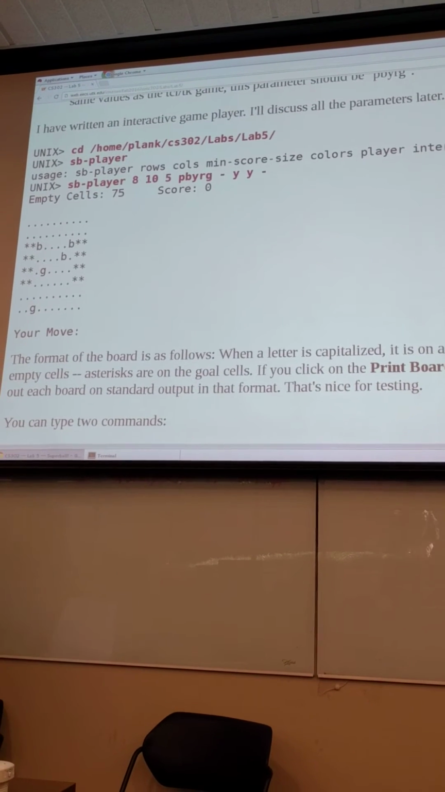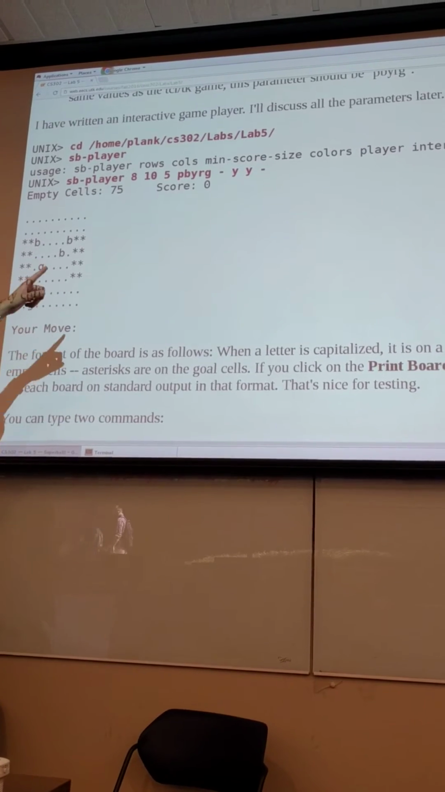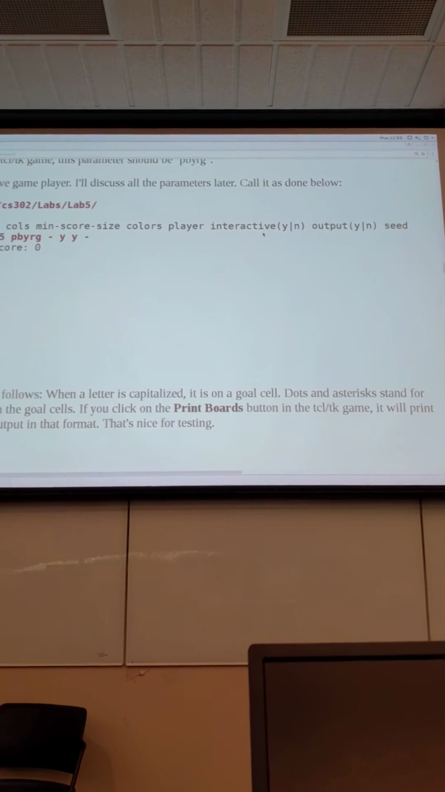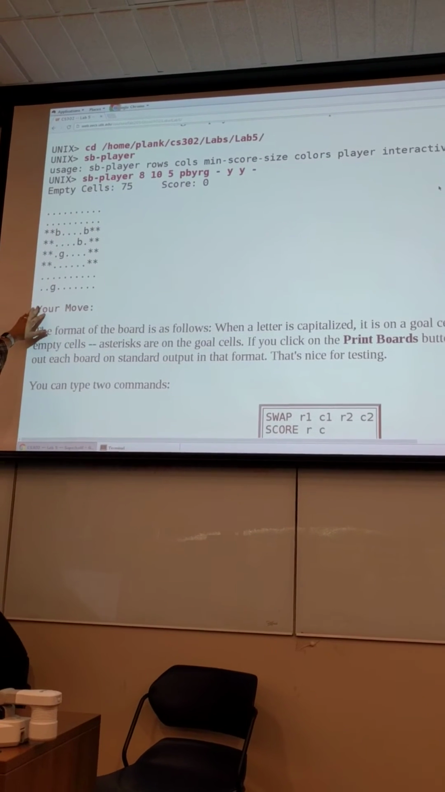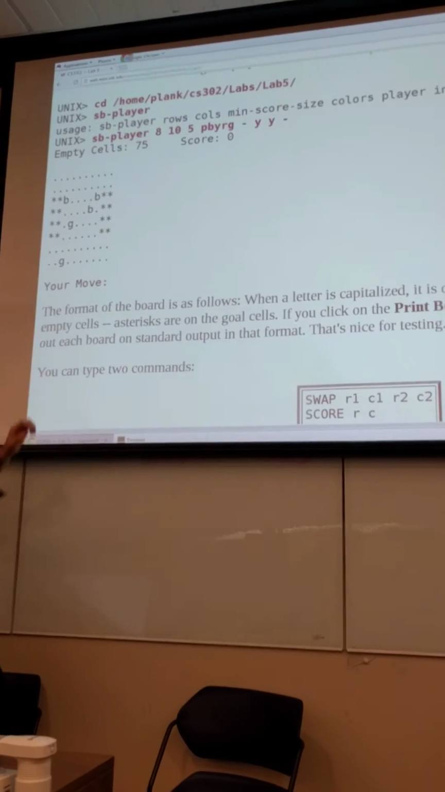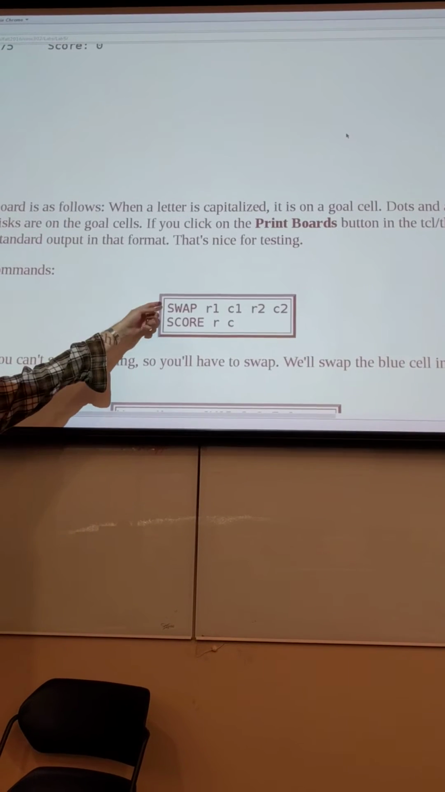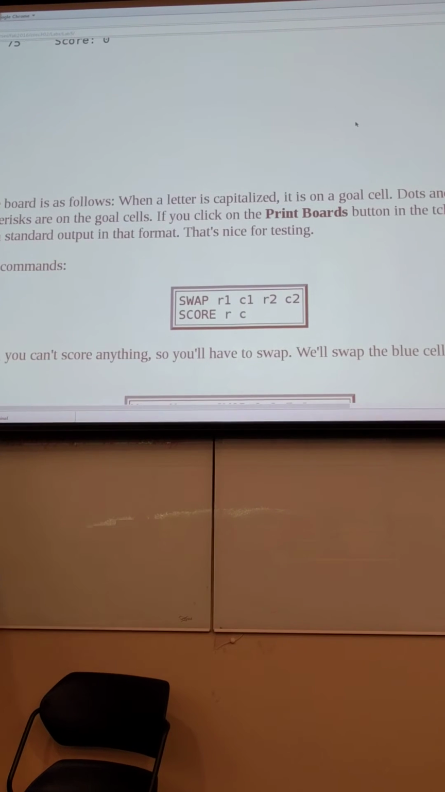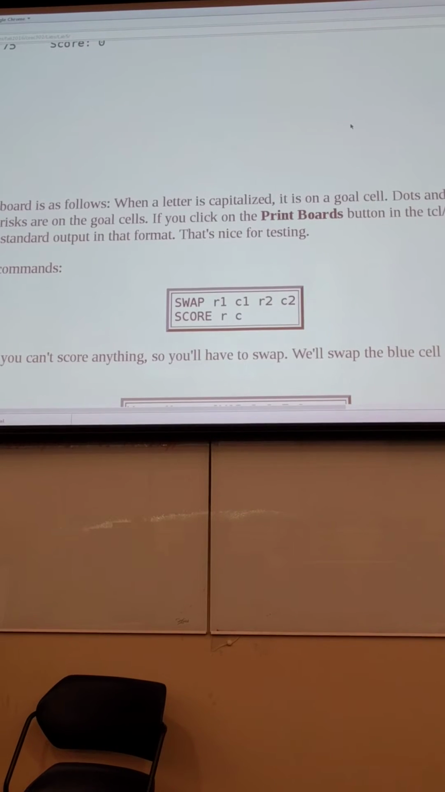So in order to play the ASCII version of the game interactively, you can call it like this, with the interactive and output mode set to yes, and not specifying a seed or a player. Then it will bring up your ASCII grid that represents the grid of the colors, and it'll prompt you for a move. You can input moves using these 2 commands. You have a swap move where you give it the row and column of 2 different cells. And you also have a score command where you give it the row and column of one of the goal cells that are eligible to being cleared.